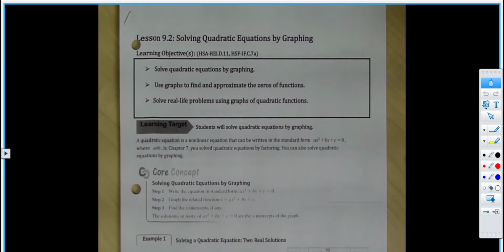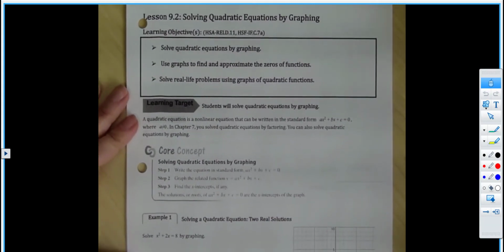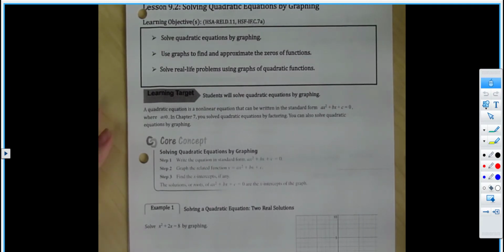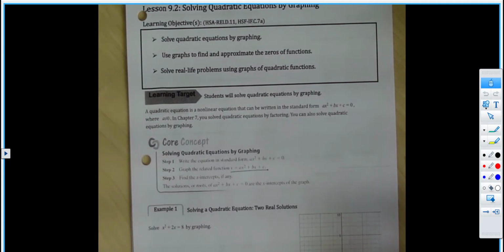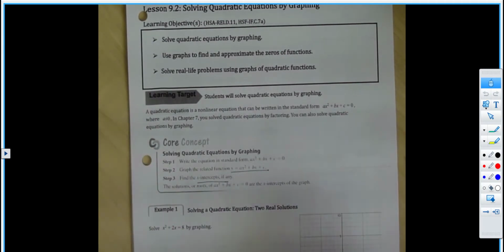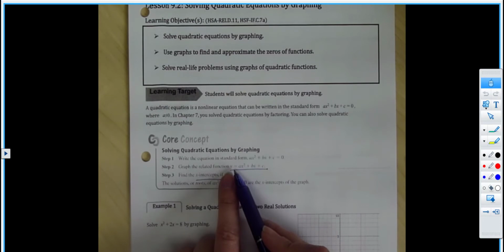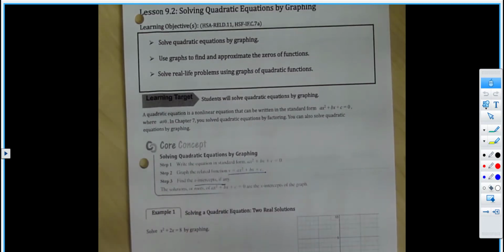In today's lesson 9.2, solving quadratic equations by graphing, we're actually going to use Desmos for all of these activities. Now, if you recall in chapter 7, we solved quadratic equations by factoring, and we also solved them by graphing. So that's what we're going to take a look at again here. One of the things that we're going to want to do is write it in standard form, and then find the x-intercepts, because the x-intercepts are what's going to make that set equal to 0.